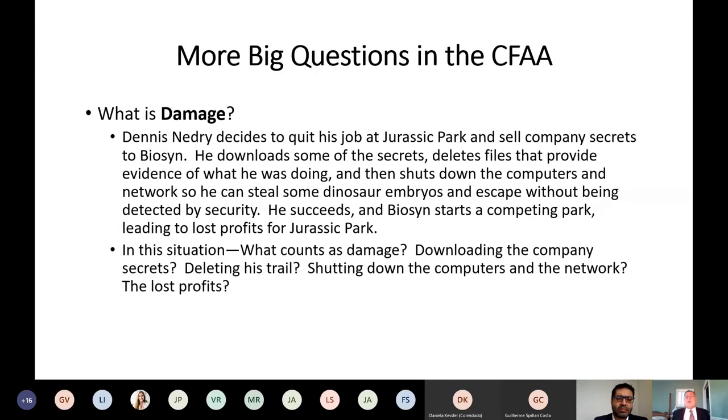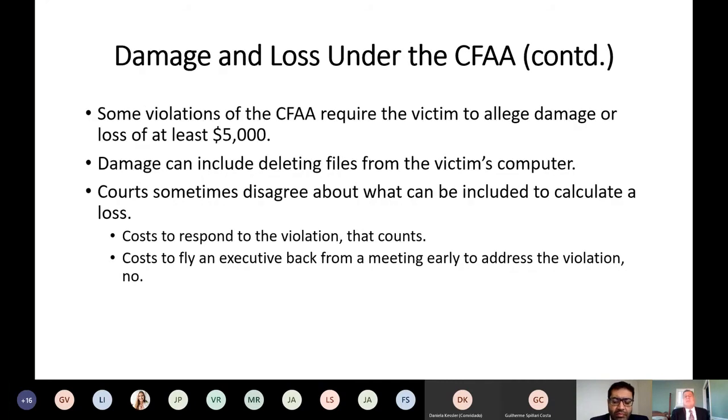There are other issues like what counts as damage and what counts as loss under the CFAA. So, if you download some files and you copy some company secrets, is that part of the damage? If you then try to erase some files so nobody can find out, is that also considered damage? What if you shut down some computers and shut down some network in the process? Is that part of the violation? What if the company loses some profits because of what you've done? Then is that also part of the damage and loss? So there's a lot of issues about what is foreseeable and what is consequential in the CFAA. So I just wanted to give you a sense of the kind of disputes that exist in this area.